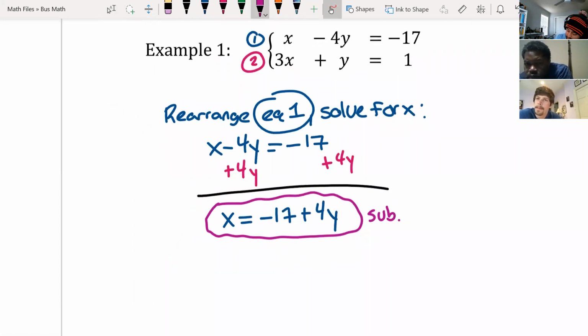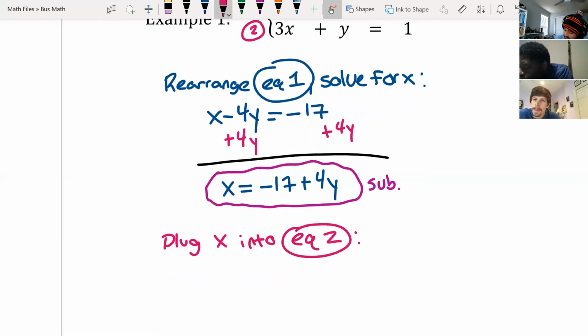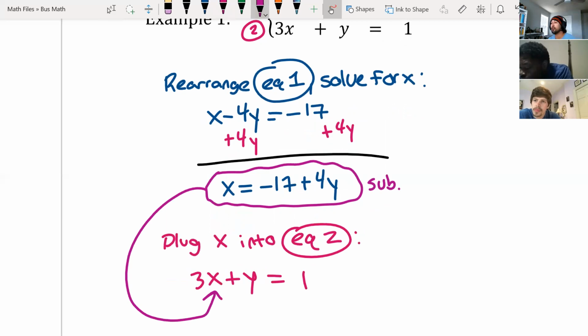So our next step is I'm going to say plug x, our sub, into equation 2. And I'll rewrite equation 2 first. It's 3x plus y equal to 1. And now all I'm going to do is take this substitution and plug it in for that variable of x into equation 2.